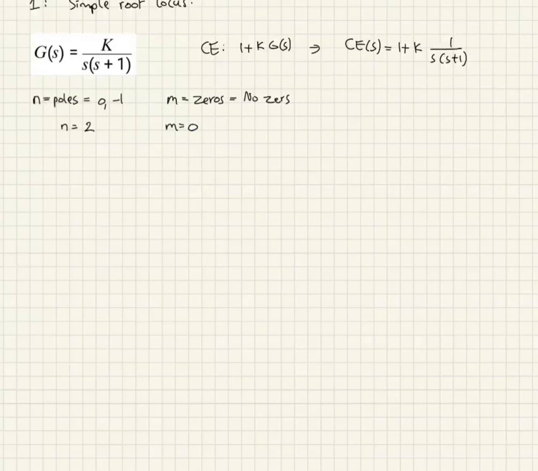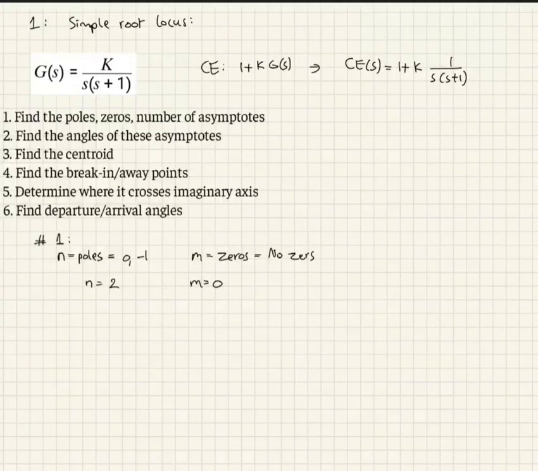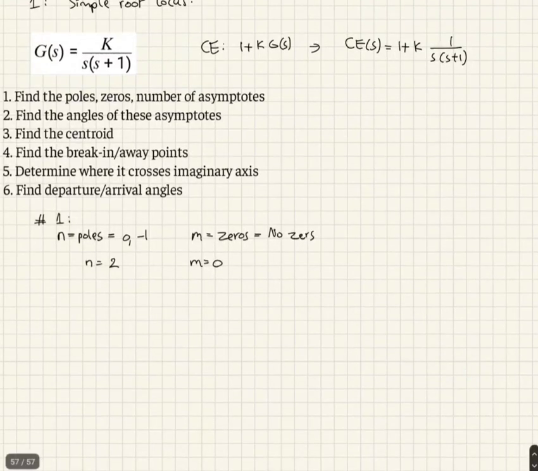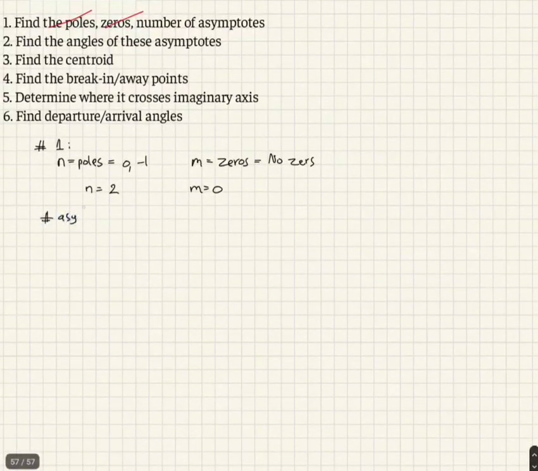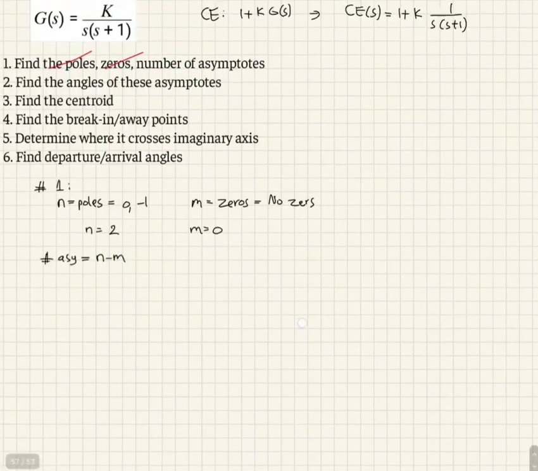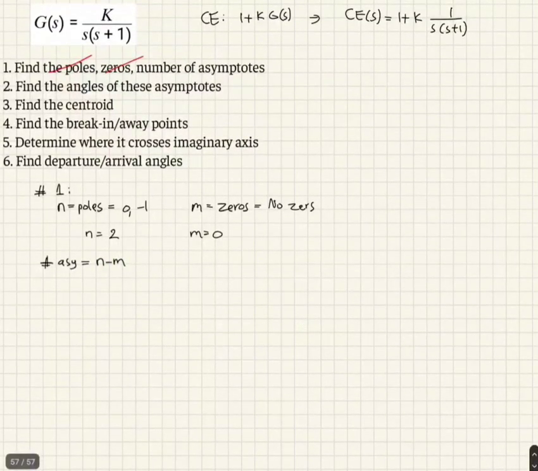Now the next step is to find the asymptotes. I think it's better if I write it in this order so that you can follow through. The first step: find the poles, zeros, and number of asymptotes. We found the poles and the zeros, so we have to find the number of asymptotes. How do we find it? It's easy. The number of asymptotes is n minus m: how many poles you have, minus how many zeros you have. In our case, 2 minus 0 equals 2. So we have 2 asymptotes.